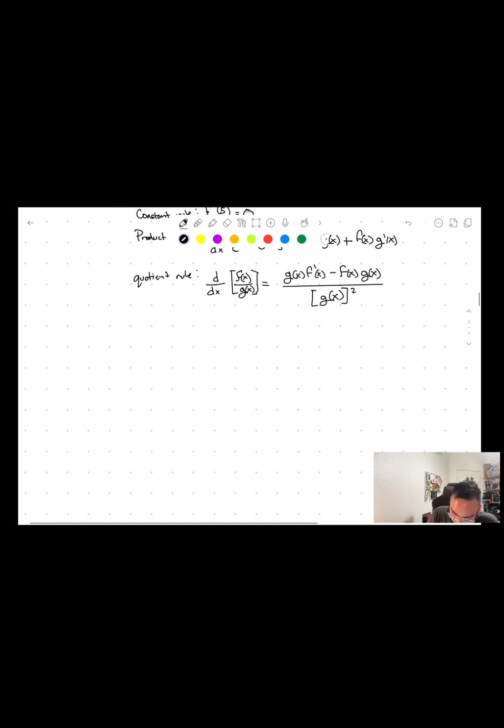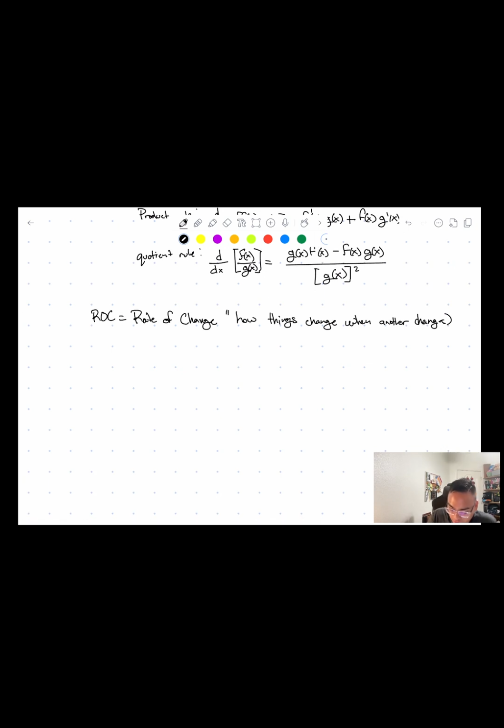So the next question is, what is ROC? ROC is rate of change. It's basically how things change when another changes. The way you can think of rate of change, there's 2 different ones. There's average rate of change, and there's instantaneous.